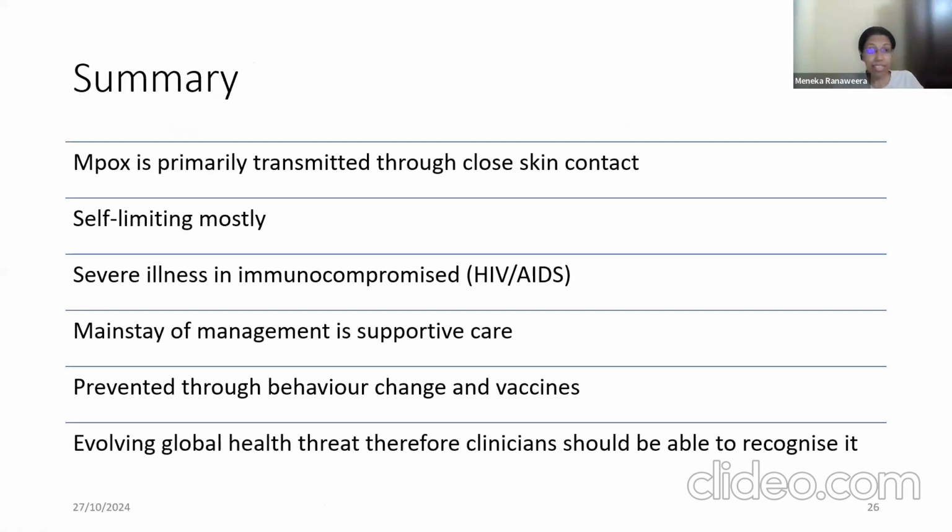So, in summary, Mpox is primarily transmitted through close skin contact. It's mostly a self-limiting illness. However, severe illness can be seen in those who are immunocompromised, especially those with HIV or AIDS, especially with a CD4 count of less than 200. The mainstay of management is supportive care. It can be prevented through behavior change and vaccines. Unfortunately, neither of the vaccines is available here at the moment. And this is important: Mpox is an evolving global health threat. Therefore, as clinicians, we should be able to recognize it.